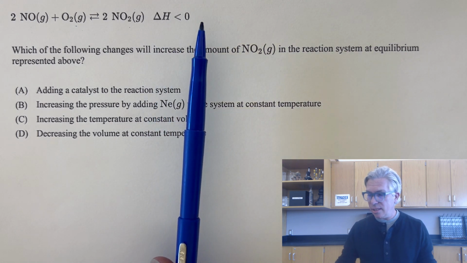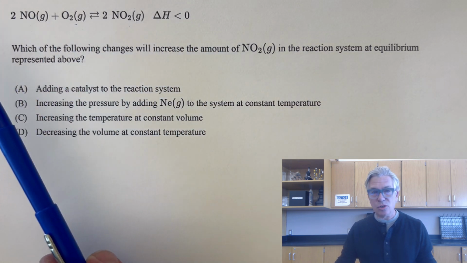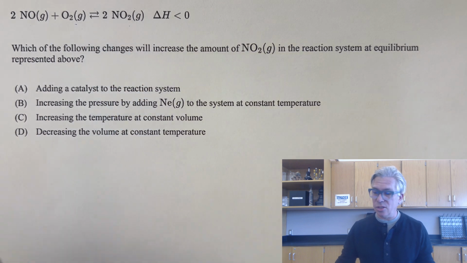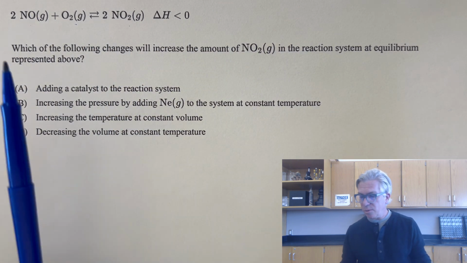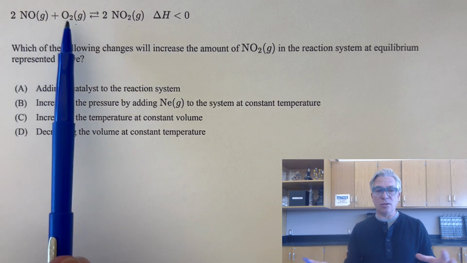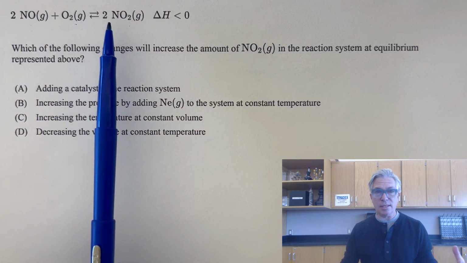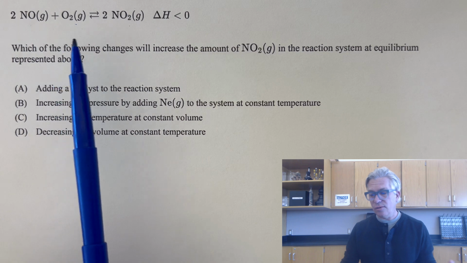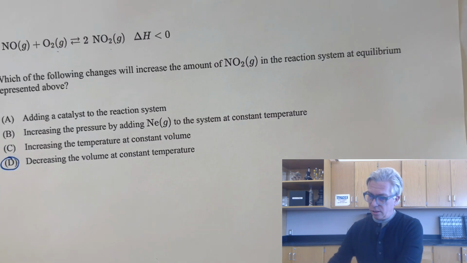Increasing the temperature at constant volume. This is an exothermic reaction, so heat is produced. Increasing the temperature is kind of like adding a product. It's going to shift back to the left and decrease the NO2. The only other option we have is decreasing the volume at constant temperature. This is a way that we can actually increase the pressure. We decrease the volume, the molecules start to say, oh, wow, it's getting cramped in here. Let's shift to the right to make fewer molecules and ease the pressure a little bit. So we're going to go with letter D.